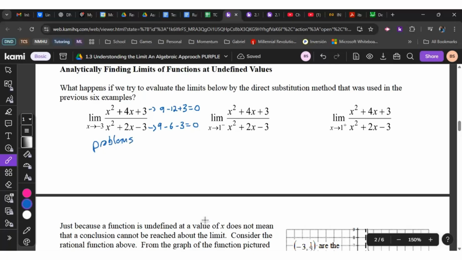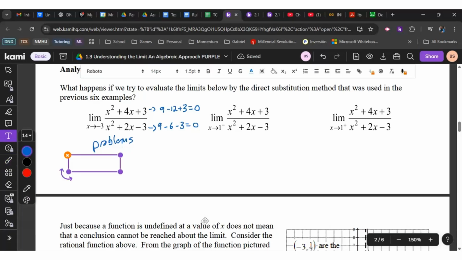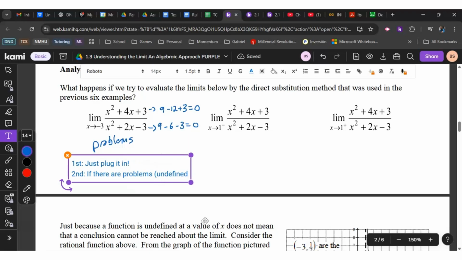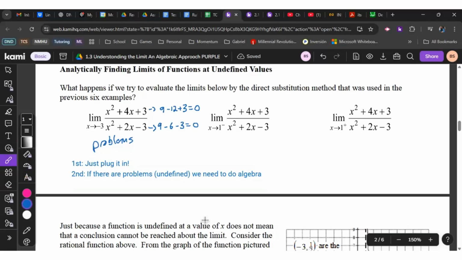What I'm doing is remember the first thing we did: just plug it in, right? So my first step, guys, remember, first step, just plug it in. Then, if there are problems, undefined, we need to do algebra. So that's what we're going to get to here, is we're going to show you what happens when we can't just plug it in. Okay?